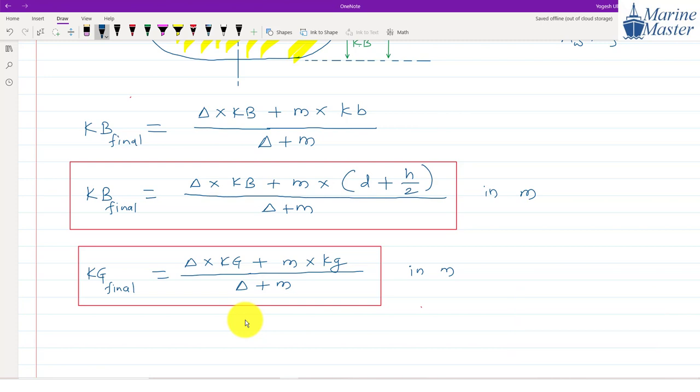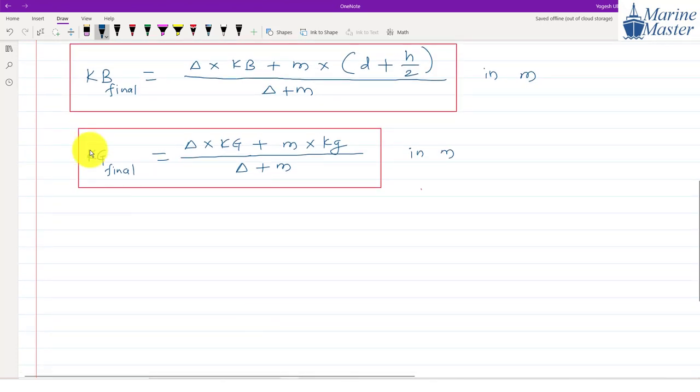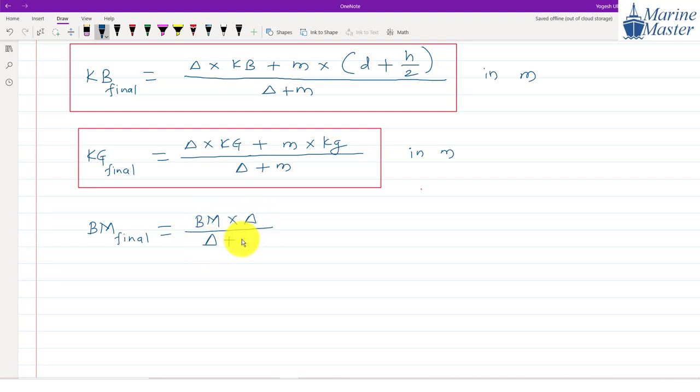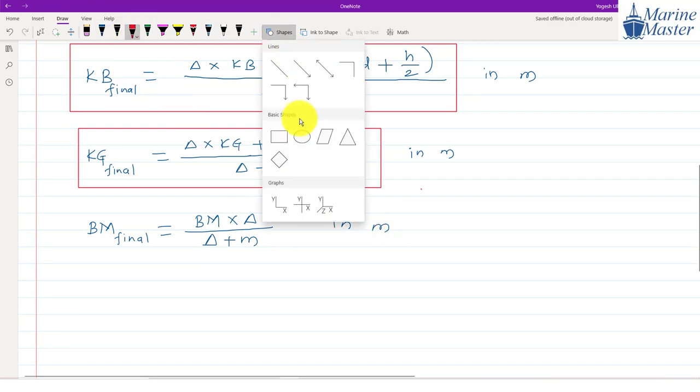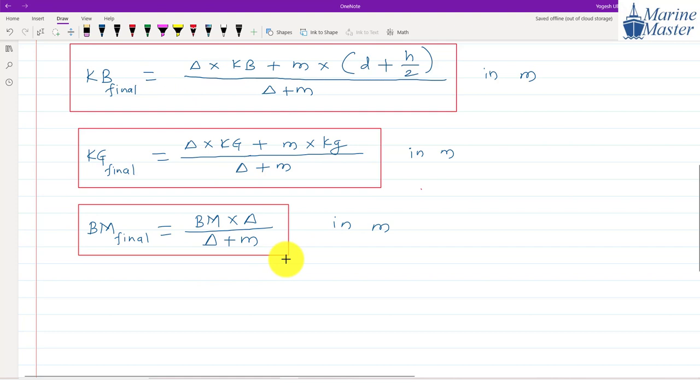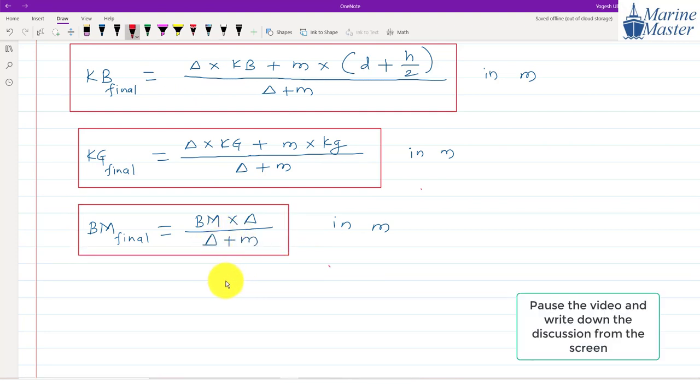Now KG final is done. After completing KG final, what do we need? BM final. And BM final will be what? This relation you have to memorize. We will not go into the derivation of this relation. Just memorize it: BM initial times initial displacement divided by delta plus m. In this way we will get BM final. Write down this BM final relation.